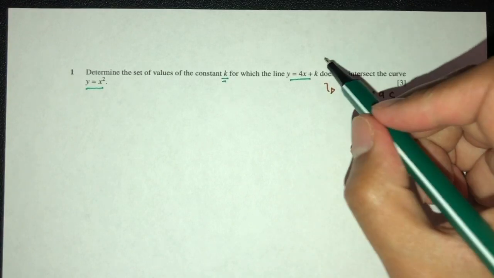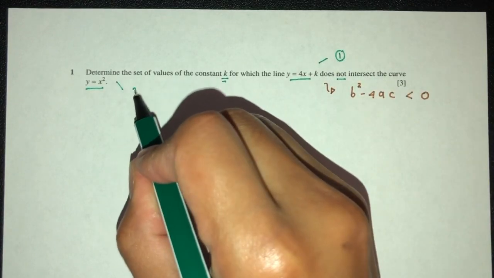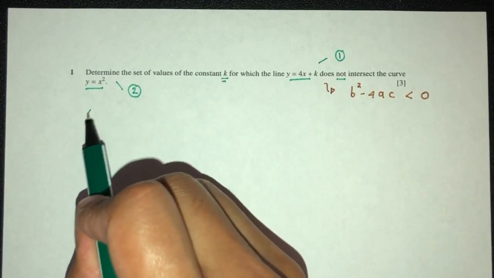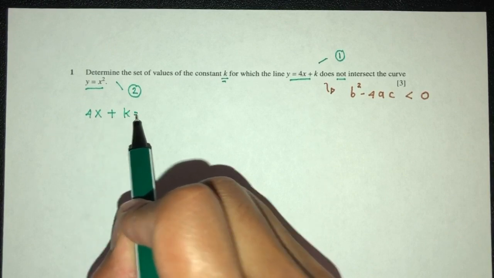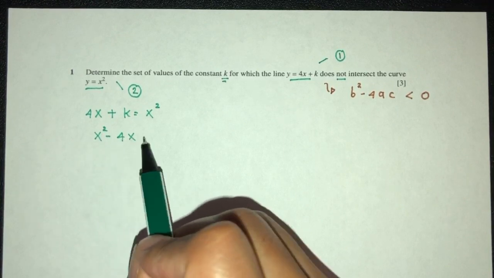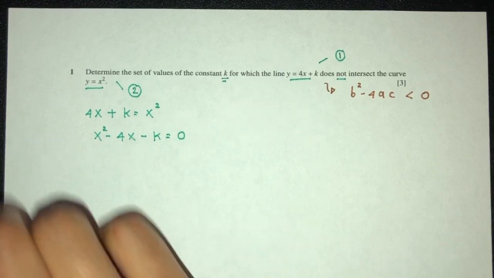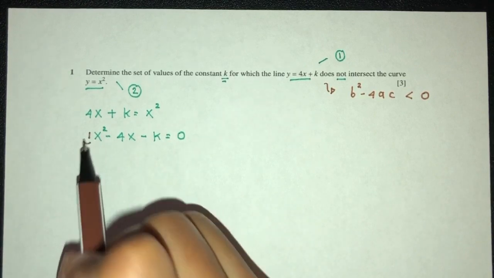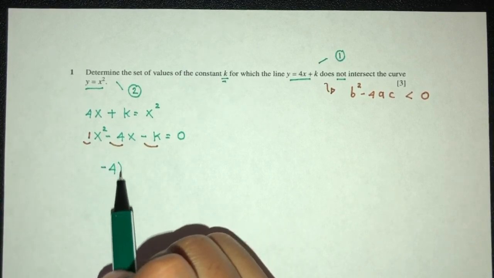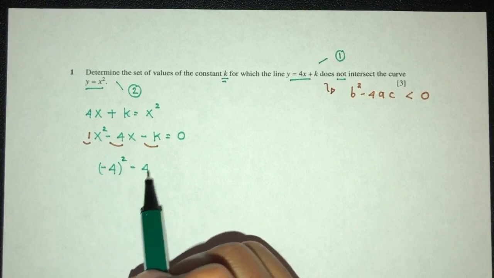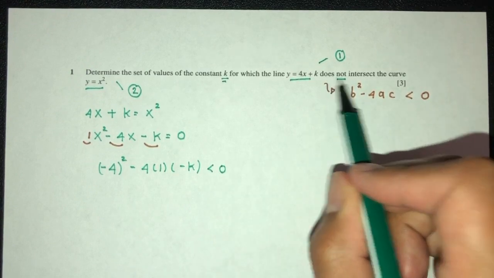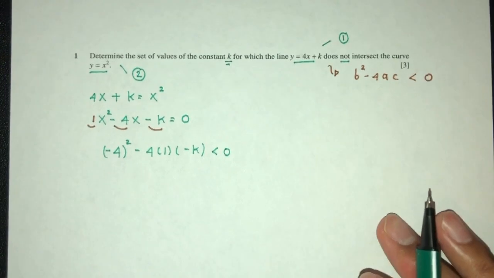First things first, we have two equations. This is the first equation and this is my second equation. Here we have y as subject already, so we just replace this y. You will have 4x plus k equal to x squared. Let's rearrange: x squared minus 4x minus k equal to 0. Now the value of a is 1, b is minus 4, and c is minus k. So b squared is minus 4 squared, minus 4 times a times c, and it has to be less than 0 because they do not meet, which means they don't have any solution.